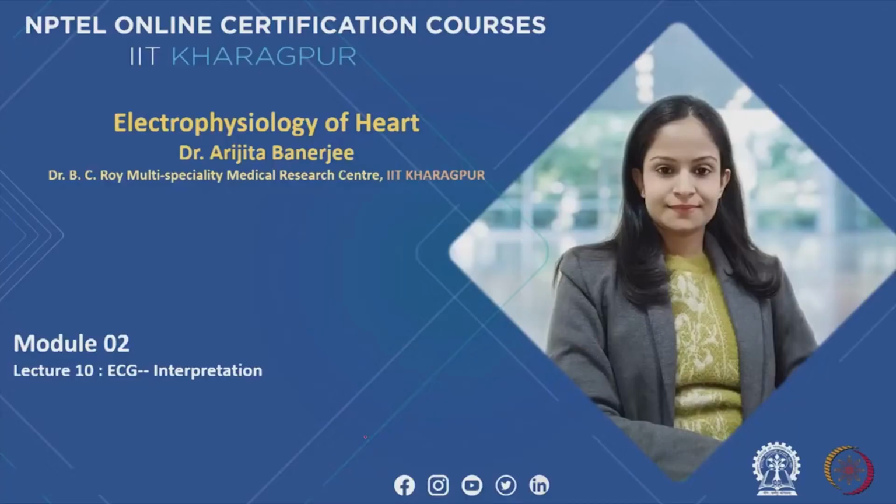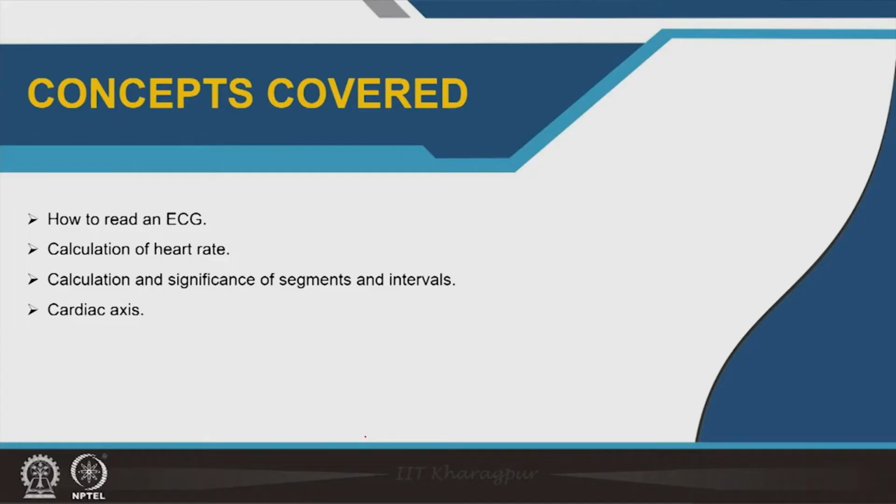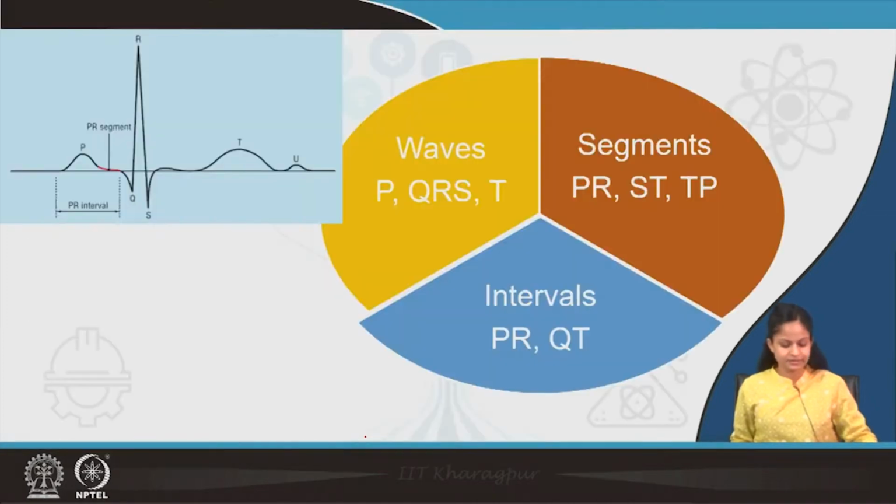Hello everyone. So today we will start our next topic, that is the interpretation of ECG. Previously we had discussed the various configurations of waves in the ECG and what calibrations are done. Today we will see how to read an ECG, how we calculate a heart rate, what the cardiac axis is, and the significance of various segments and intervals.